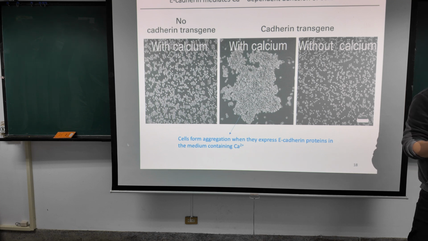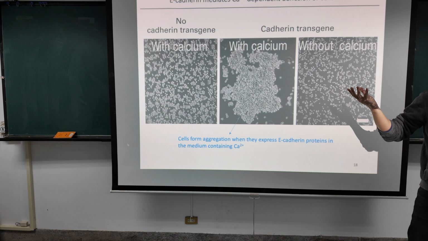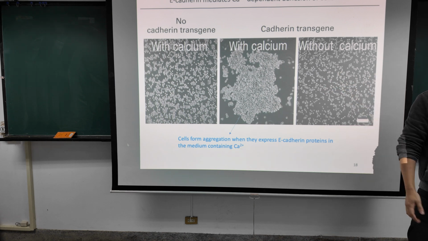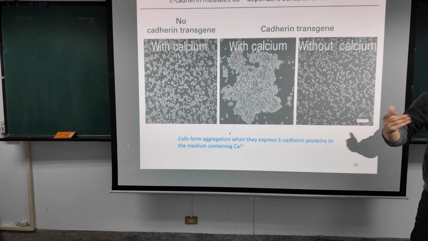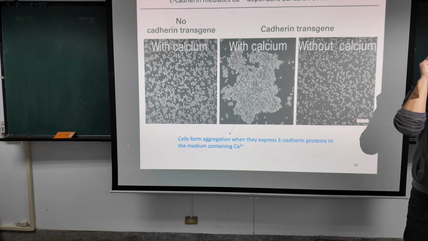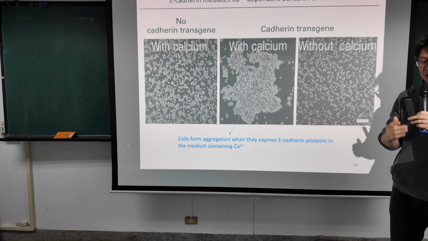So if you want to use a milder way to do the subculture, then you will probably use EGTA or EDTA to do this. Okay, so calcium is really important for adhesion.